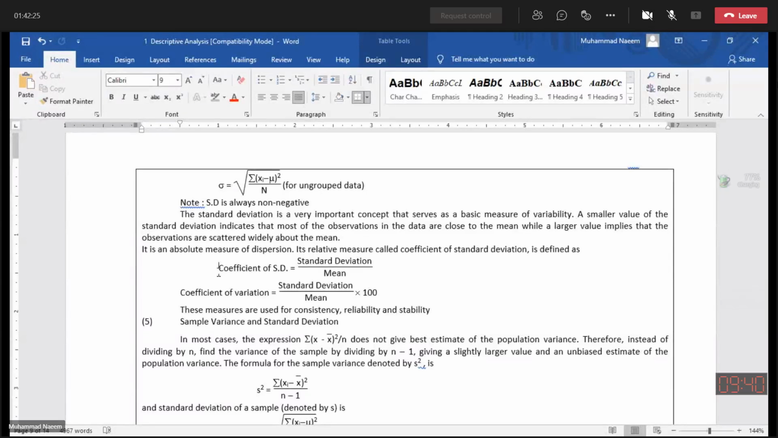Next is the coefficient of variation. Coefficient of variation is just the variation with respect to the mean value. Standard deviation divided by mean: the spread with respect to the mean value. And if we multiply this ratio by 100, this answer will be in percentage, and this answer will be in ratio.